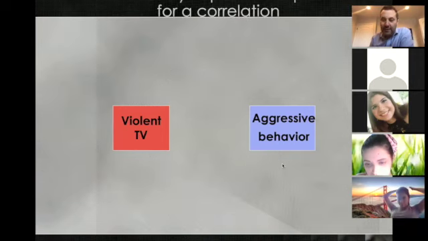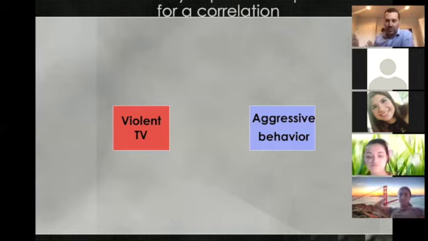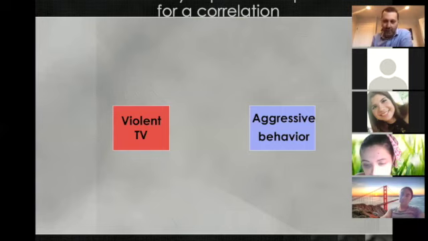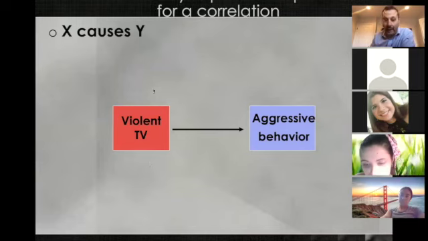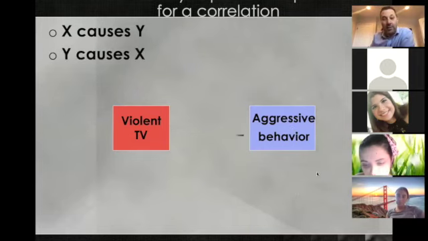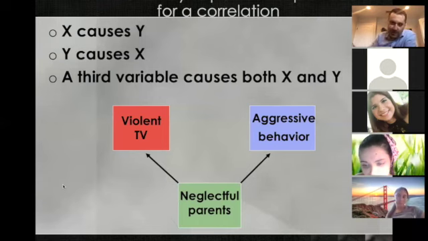So what this means is that whenever you see a correlation between two variables, there are always, at least in theory, three possible explanations for why that correlation exists. It could be the case that variable X, the amount of violent TV someone watches in this case, leads to variable Y. It causes variable Y. It can cause aggressive behavior. It could be the case that variable Y, aggressive behavior, causes variable X, so it leads people to watch violent TV. Or it could be the case that there's some sort of third variable, such as neglectful parents, that causes both X and Y, even though X and Y have no relationship to each other directly.